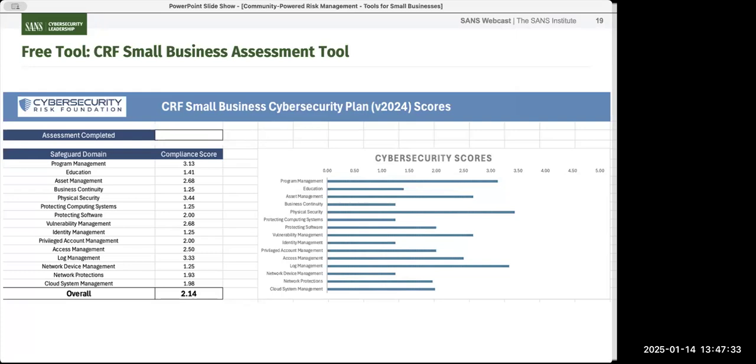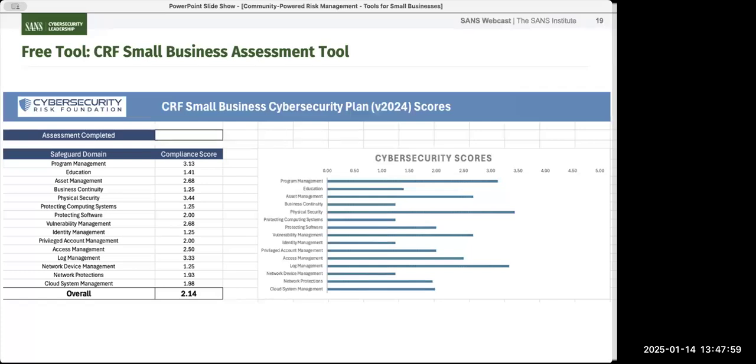What we did was take a list of the questions from the CRF safeguards and pare it down and say, okay, at a bare minimum, what are the areas of defense, what questions would someone at a small business want to answer? They'll want to know the status of where they are. You can see on the left side we have that table, with the different topic areas, the different domains that we cover.